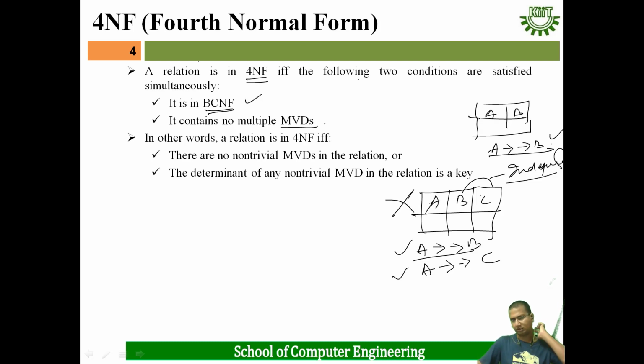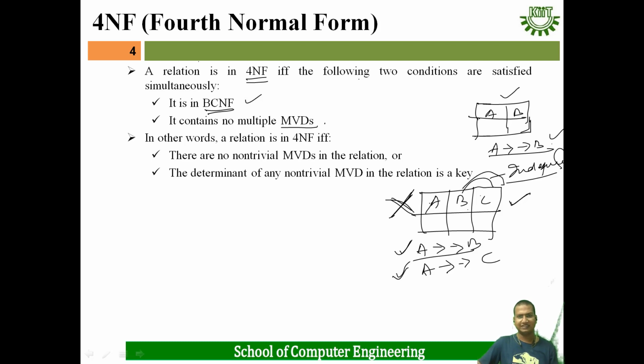And when two attributes are there and multi-value dependency is present, there will be no problem. Redundancy is less in this case. But whenever such a situation arises, that means more than two attributes are present, two or more attributes are independent of each other, and more than one multi-value dependency is there, such a thing we have to avoid in case of 4NF.